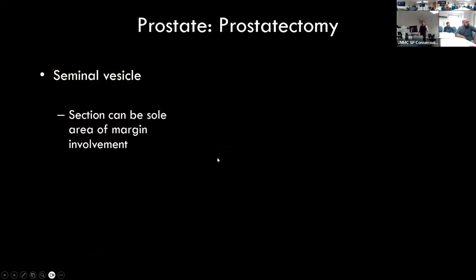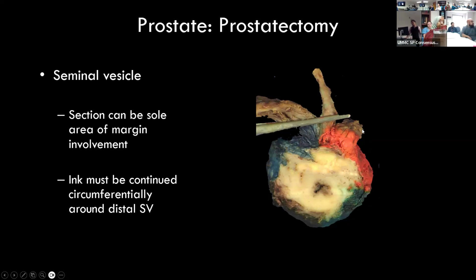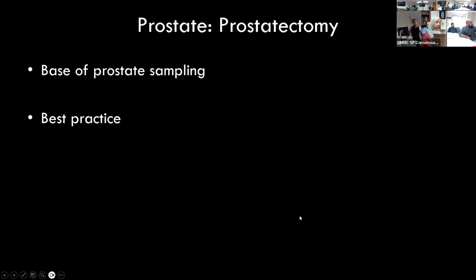So the other thing about the seminal vesicle, when you're putting the section, is this can sometimes be the sole area of margin involvement, which means you have to nicely ink around the base of the seminal vesicle. So many times this area is not inked properly, so you just ink around the prostate and forget to ink this area. But please make sure this area is inked properly, and you can carry the same ink over and do the seminal vesicles too. So when you take a section like that, you will find ink on all sides of the seminal vesicle, and if I find cancer there, I can properly assess the margins, okay?